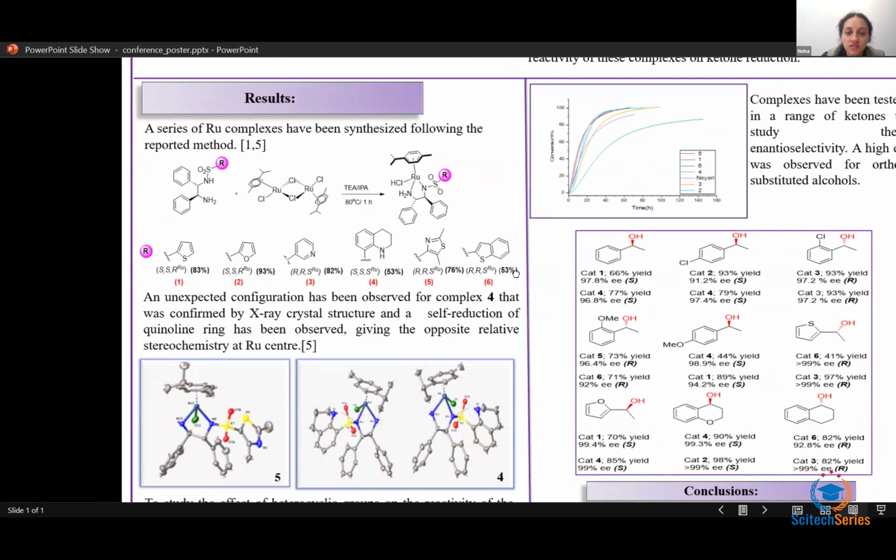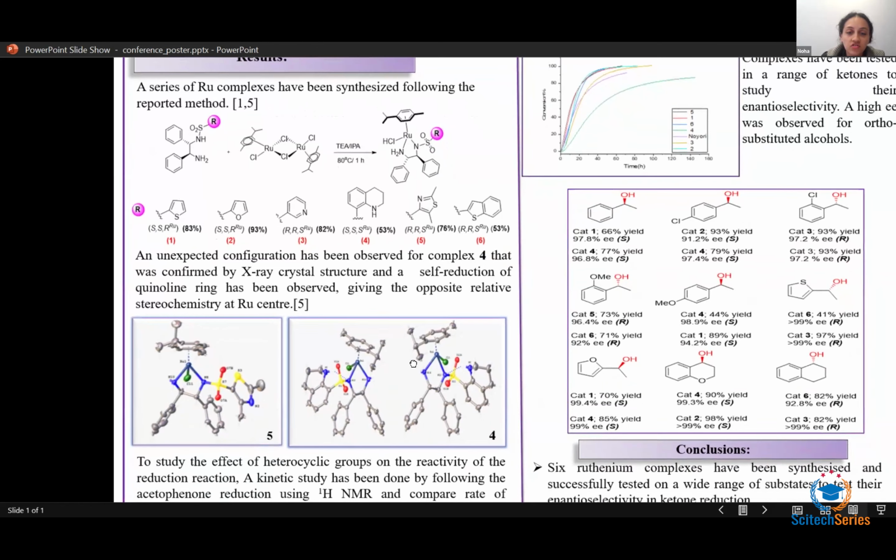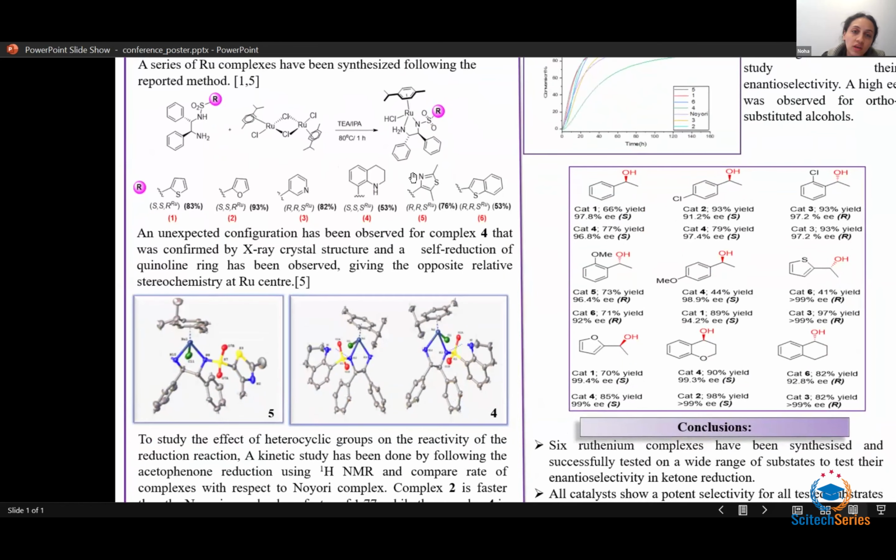Here, something quite interesting happened. In the quinoline ring, a self-reduction happened during the synthesis of the catalyst, and tetrahydroquinoline was formed. We can see in the X-ray structure that a hydrogen bond is formed between NH and ruthenium, and this makes the structure quite stable. It also changes the configuration. Usually the expected configuration is SSR or RRS, but in this case we got SSS, which is quite unusual for this class of catalysts.